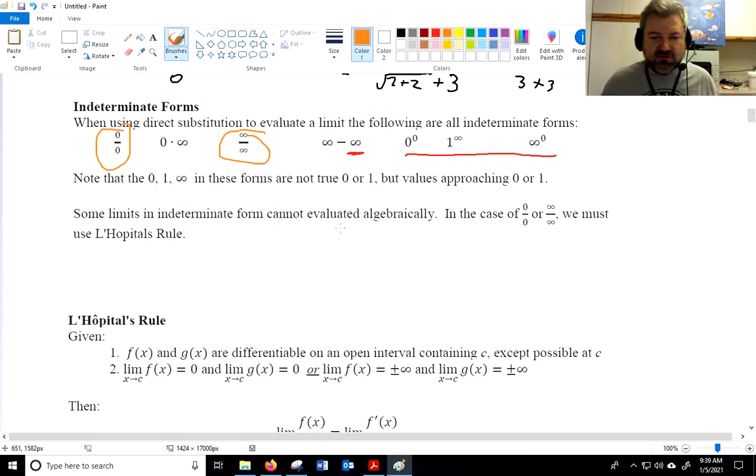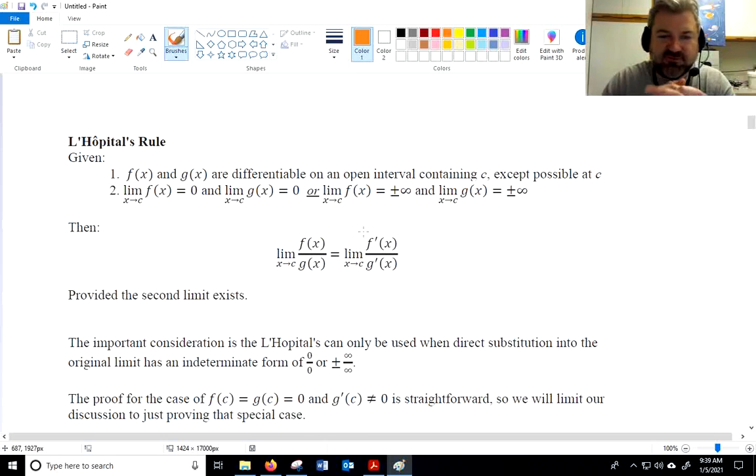All right, so I want to talk a little bit about the formal theorem here. What is L'Hopital's rule? L'Hopital's rule says that if f and g are differentiable on an open interval containing c, again, except possibly at c, there's that except part, then if the limit as x approaches c of f of x is 0 and the limit as x approaches c of g of x is 0, or the limit of f of x and g of x is positive or negative infinity, then if the limit exists, the limit of the original limit is equal to the limit of their derivatives.